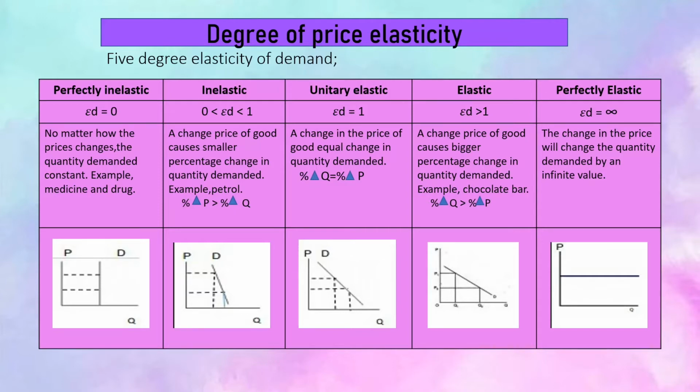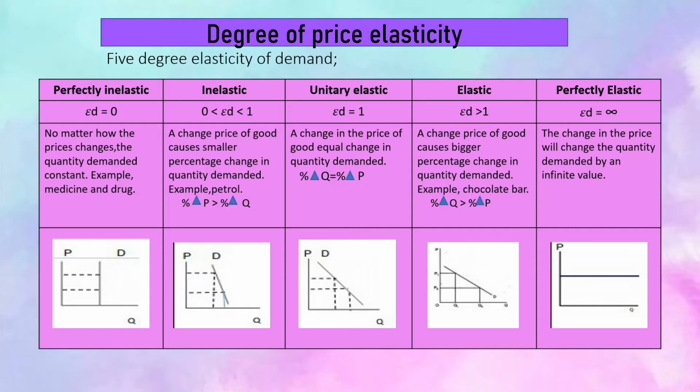Next, unitary elastic. A change in the price of goods equals the change in quantity demanded. The elasticity value is equal to 1. Demand is unitary elastic when the percentage change in quantity demanded is equal to the percentage change in price.